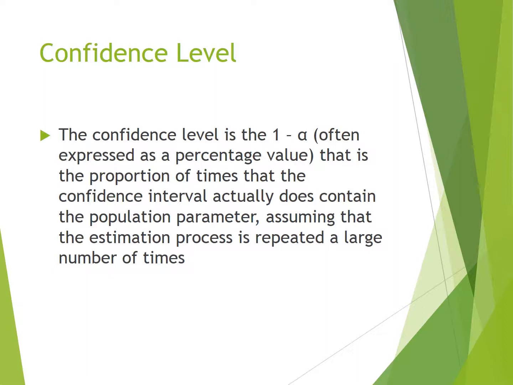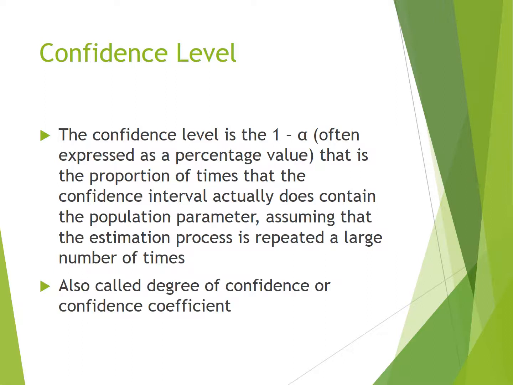And really, we're doing this because the population mean is unknown. We really do not know whether ours is one of the 95 or one of the 5. We're just betting on the fact that it's one of the 95. So this is also known as degree of confidence, or confidence.